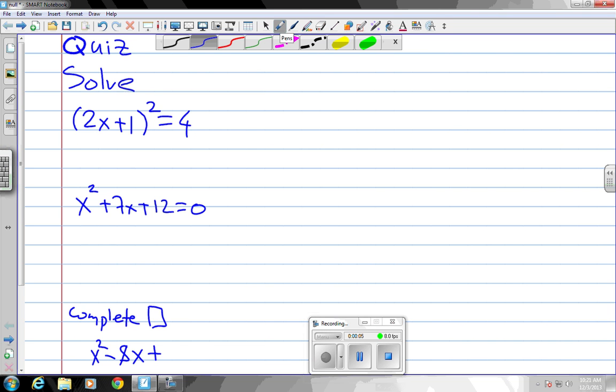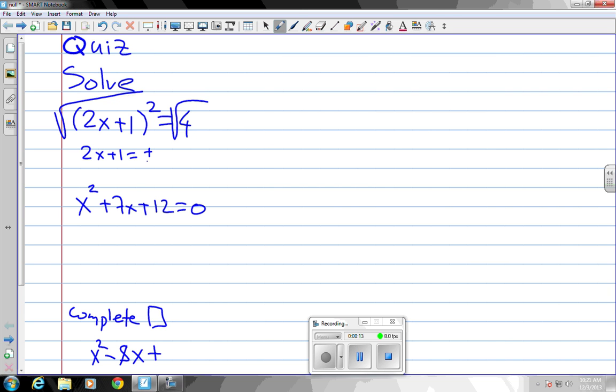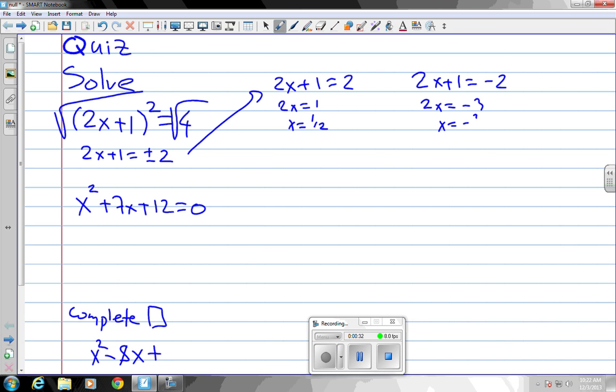How do we do the first one? What's the best way of doing the first one? Square root it. What do you need to remember if you square root it? Plus or minus, right? Two equations. 2x plus 1 equals 2, or 2x plus 1 equals negative 2. Solve them. 2x equals 1. No, x equals 1 half. 2x equals negative 3. x equals negative 3 halves.